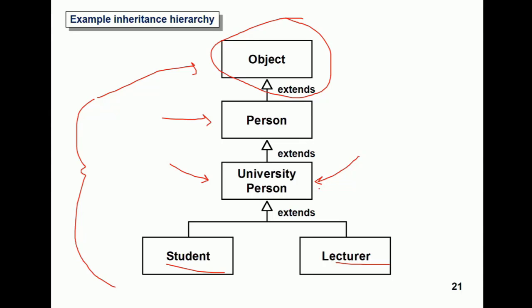So university person will normally be an abstract class. It won't be a full class. An abstract class is just a placeholder where you can have common behavior. You create a number of common methods for lecturer and student, and you place them in university person so that you don't have to repeat that code in lecturer and student and any other subtype. It's just a place to put your common code in.